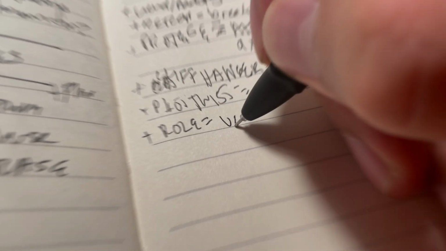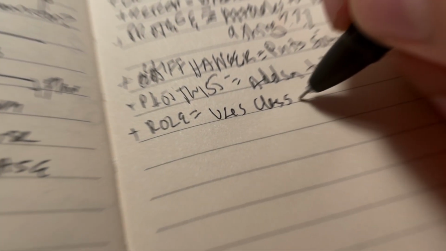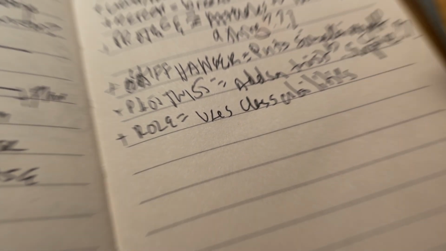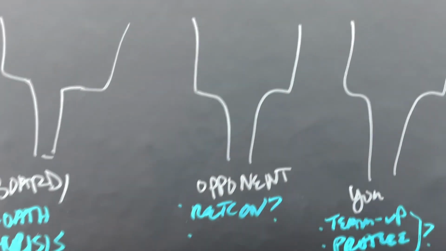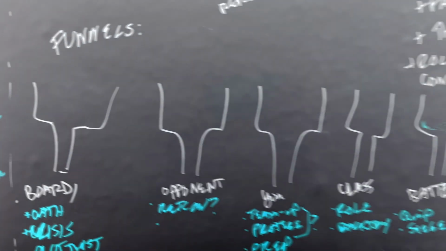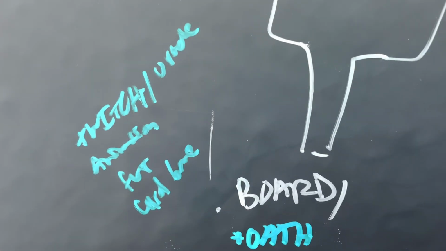And so here I created a funnel to figure out, okay, what funnels go down here? There's a board, there's opponents. Okay, we got funnels here. You got you, class, battle, movement. These are all ideas that affect the card game, right? Because the board, what affects the board? What affects your opponent? What affects you? What affects your classes?